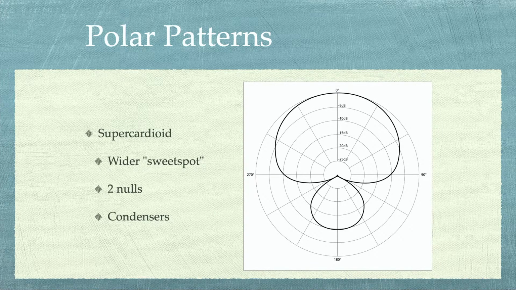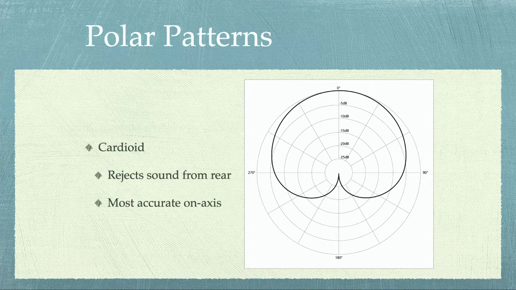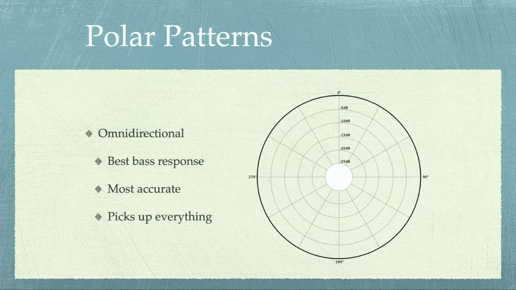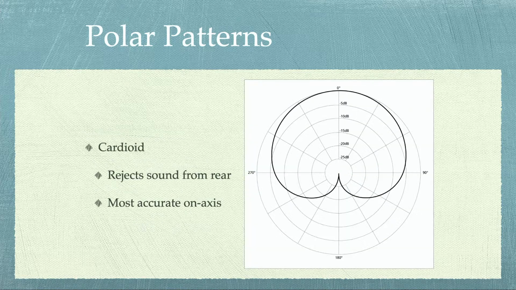The next one will be supercardioid. It's got a wider sweet spot. There's two nulls. Usually it's a condenser microphone. Oh, sorry, I need to take a step back here. I apologize. Omnidirectional microphones are almost always condensers. Okay? Omnidirectional microphones are almost always condensers. Cardioid microphones can be condensers or dynamics. Can be either one.